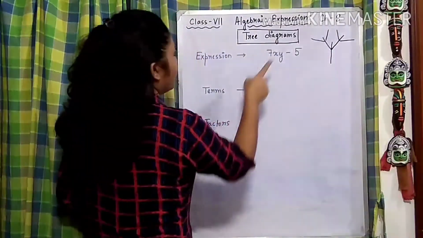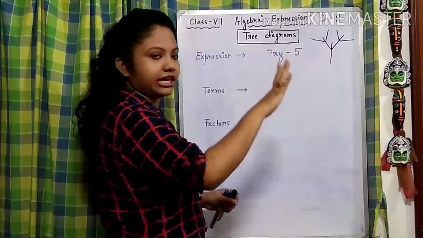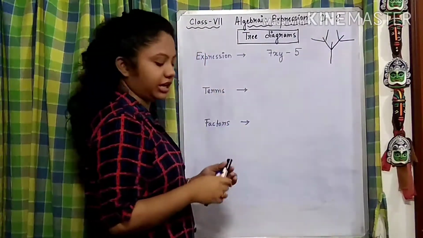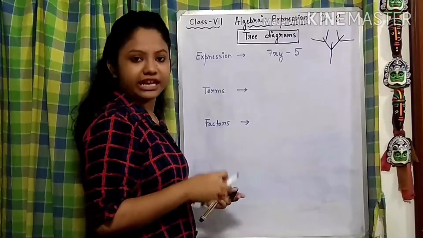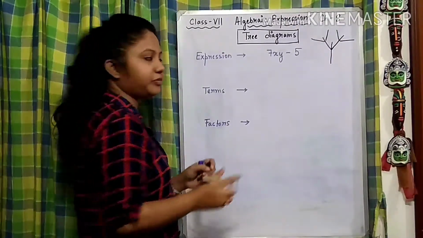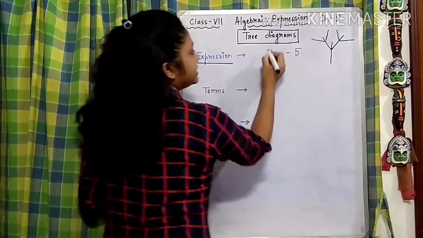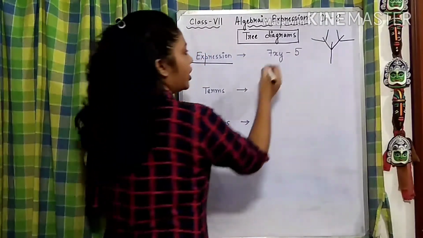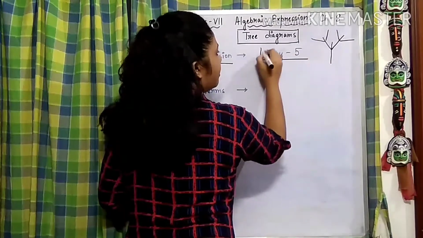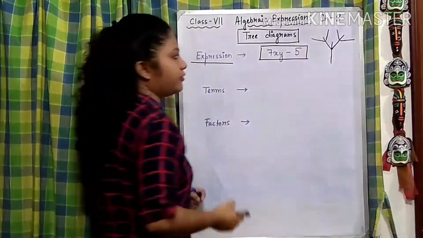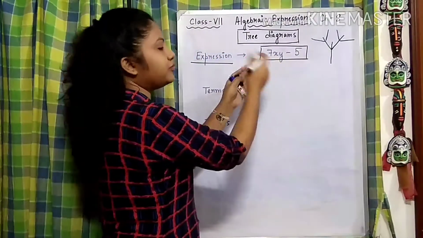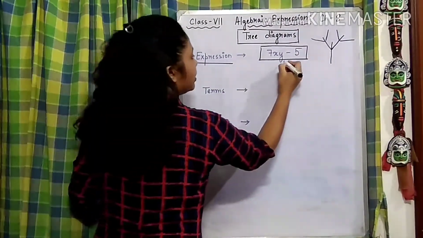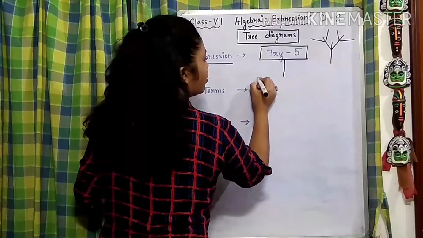So how are we starting it? First of all, at the initial stage, or in the base of a tree, there is the expression. We have already understood what an expression is in algebra, right? So here, this is an expression: 7xy minus 5. So this entire thing is an expression. We know that. Now from this we are going to simplify it.